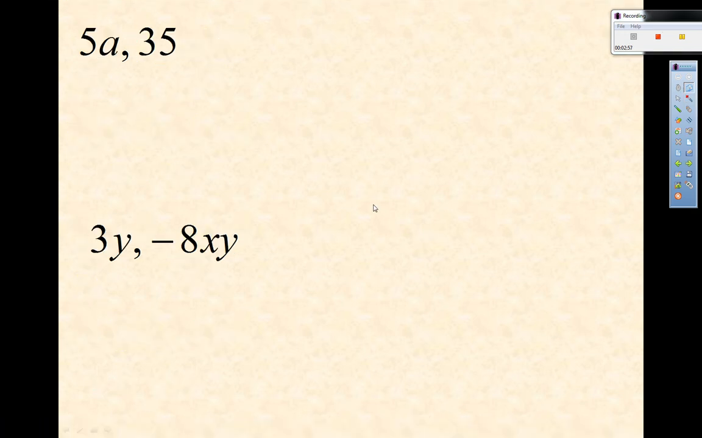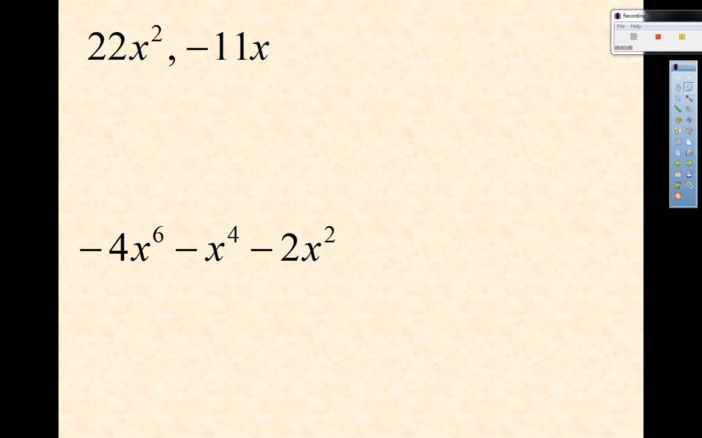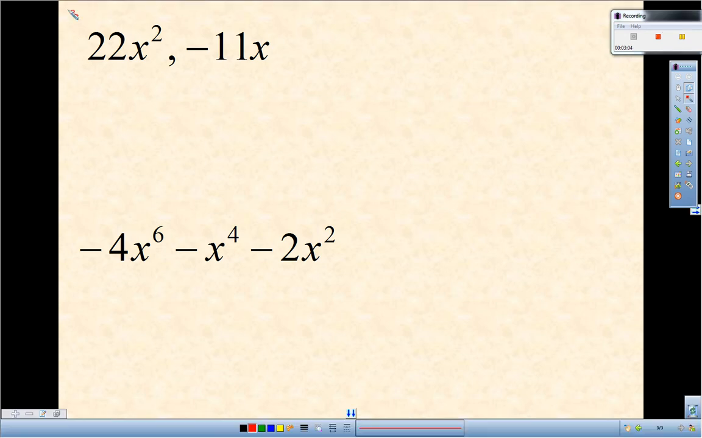Alright, let's take a look at two more. Take a look at this one up here, 22x squared and negative 11x. I could break down 22 into 2 times 11, so its prime factorization would be 2 times 11 times x times x. Negative 11 can't break down any further, so it's just 11 times x. What do they have in common? Well, they have an 11 and an x in common, so its GCF would be 11x.